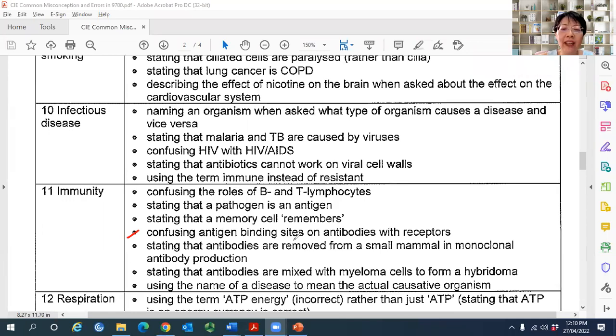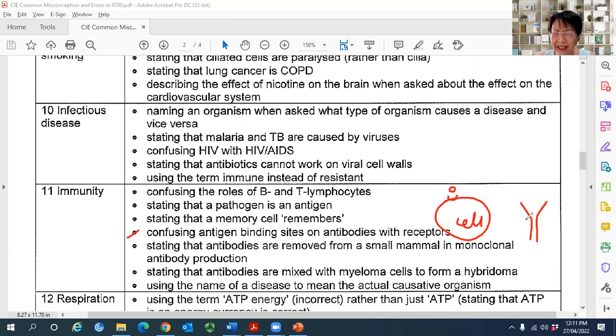Confusing antigen binding sites on antibody with receptor. You learn that receptors are found on the membrane, right? This is for the signal molecule, like the hormone, to bind. This is where you learn receptor. Then when you learn the antibody, you can be asked to draw the structure of the antibody. Make sure you learn how to draw.